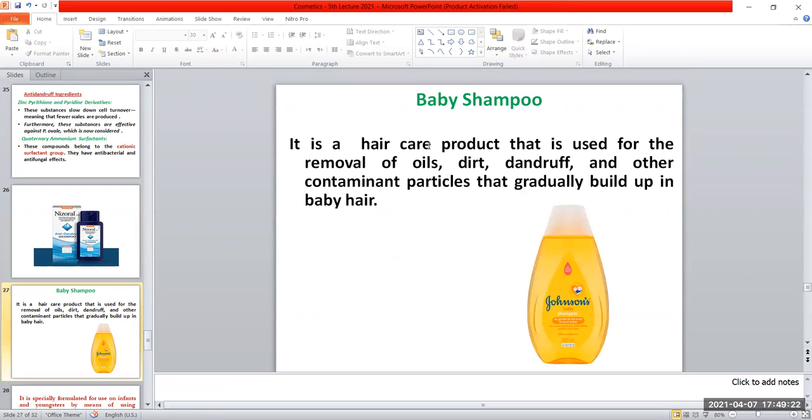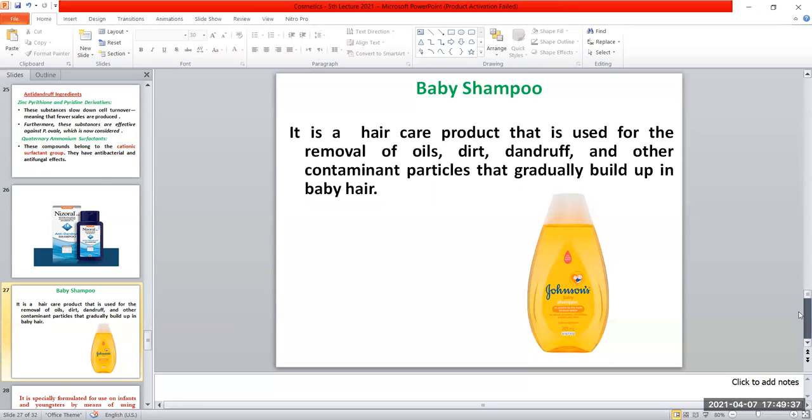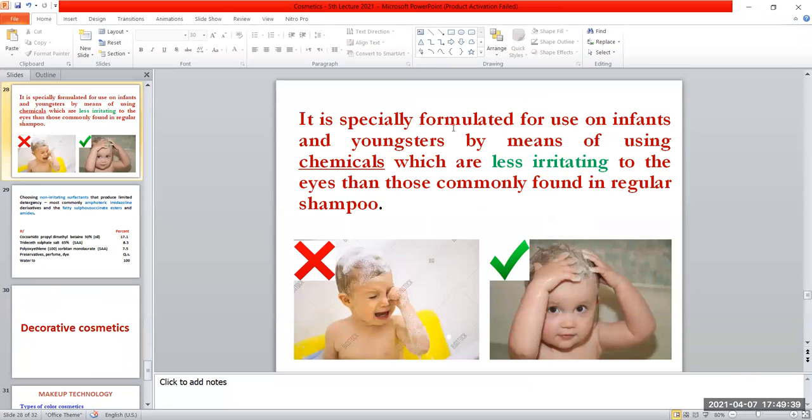Baby shampoo. It's a hair care product that's used for the removal of dirt, oils, dandruff, and any contaminant particles on the baby's hair. Of course, the most famous baby shampoo is Johnson's baby shampoo. It's specially formulated for use on infants and youngsters.